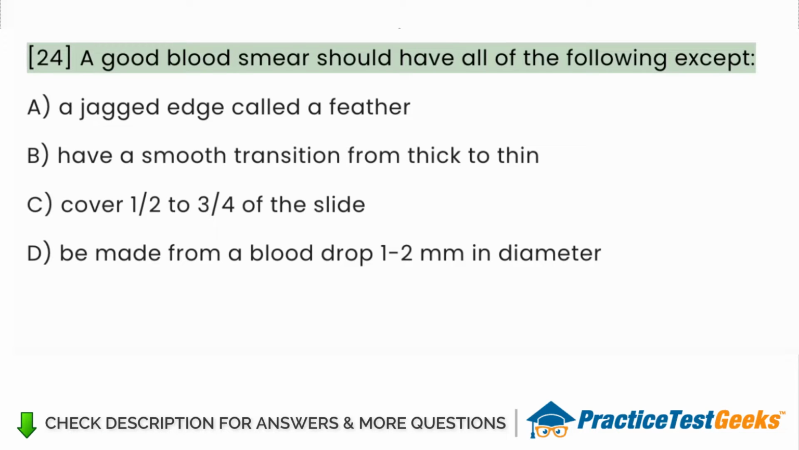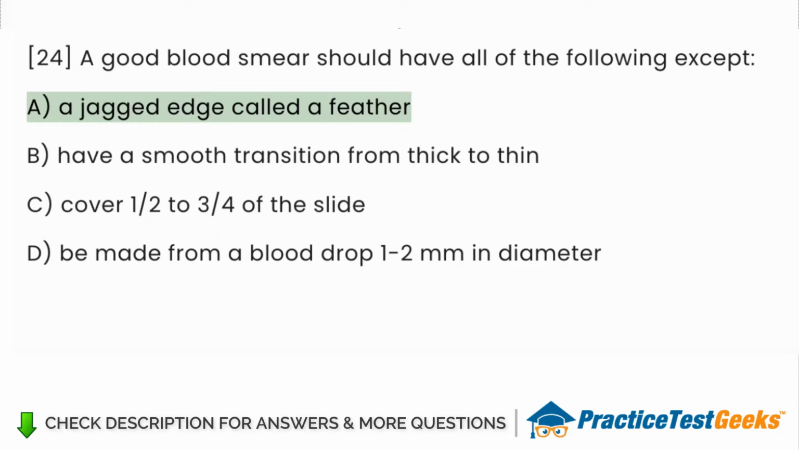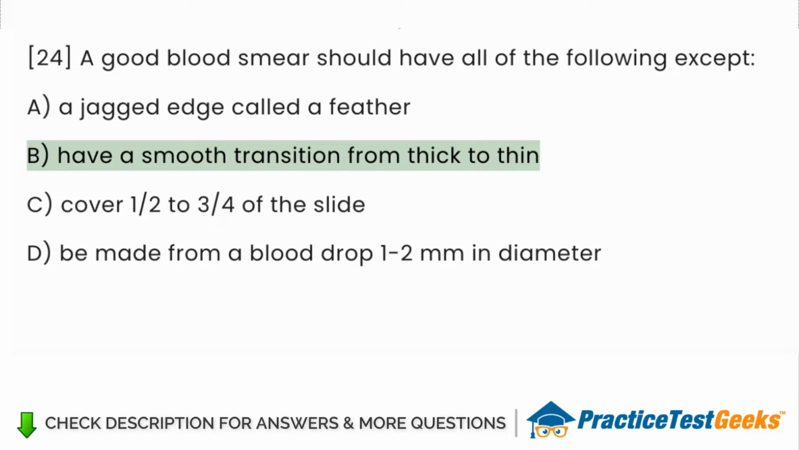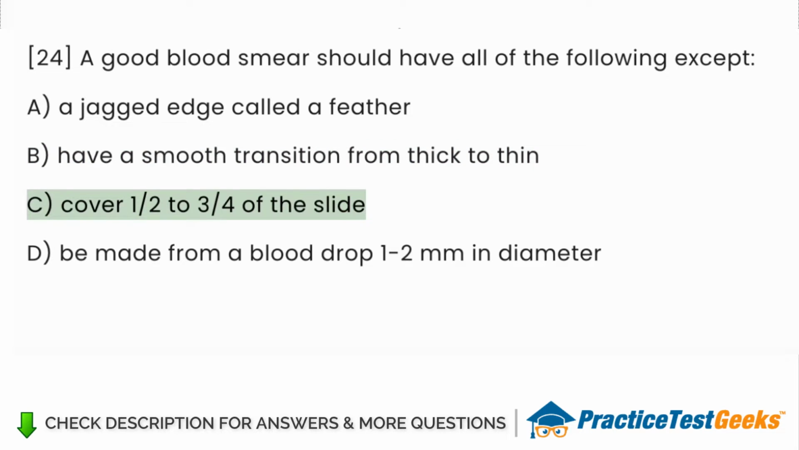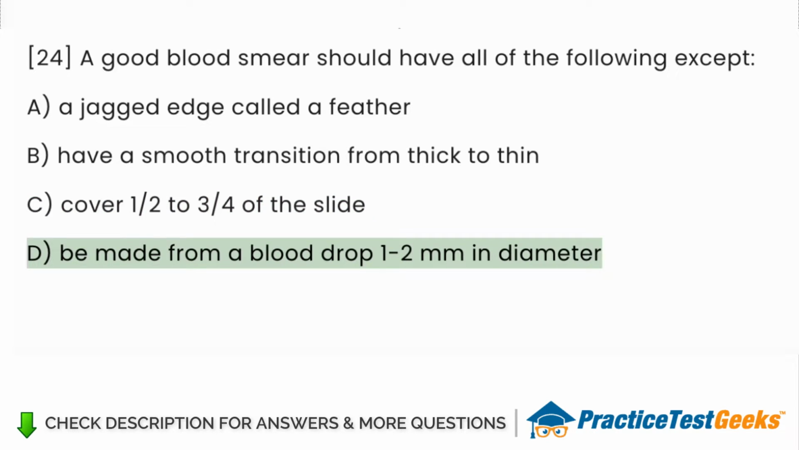A good blood smear should have all of the following except A. A jagged edge called a feather. B. Have a smooth transition from thick to thin. C. Cover 1/2 to 3/4 of the slide. D. Be made from a blood drop 1 to 2 millimeters in diameter.